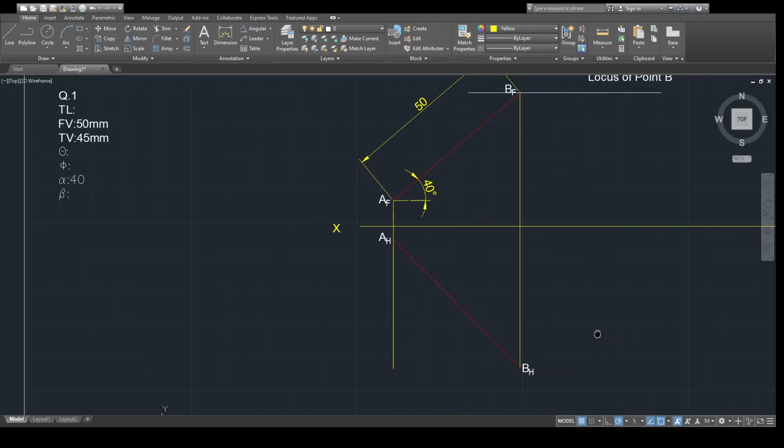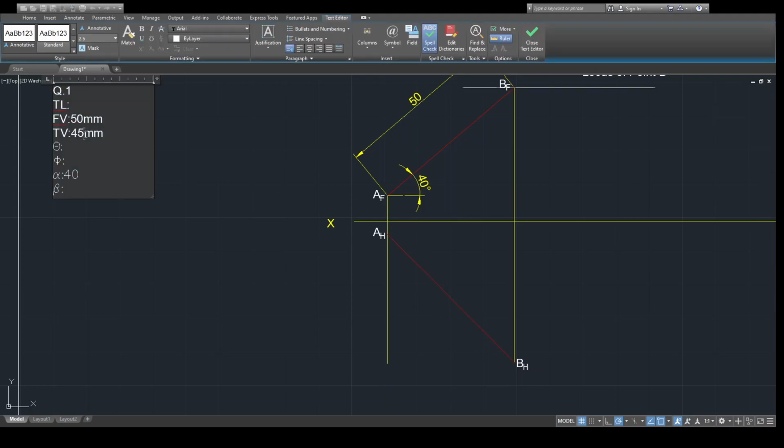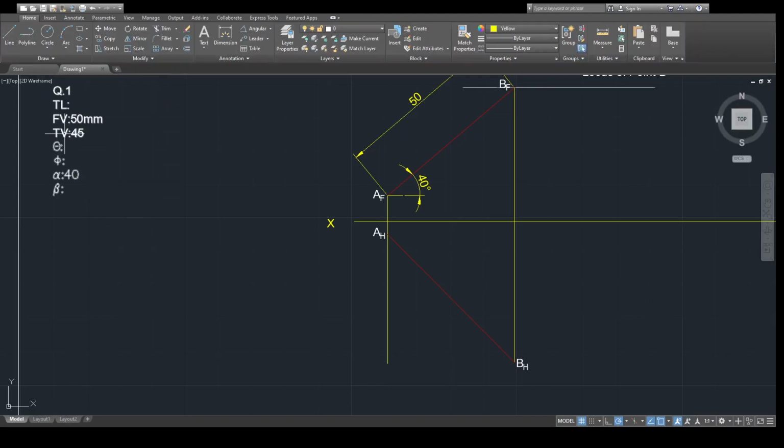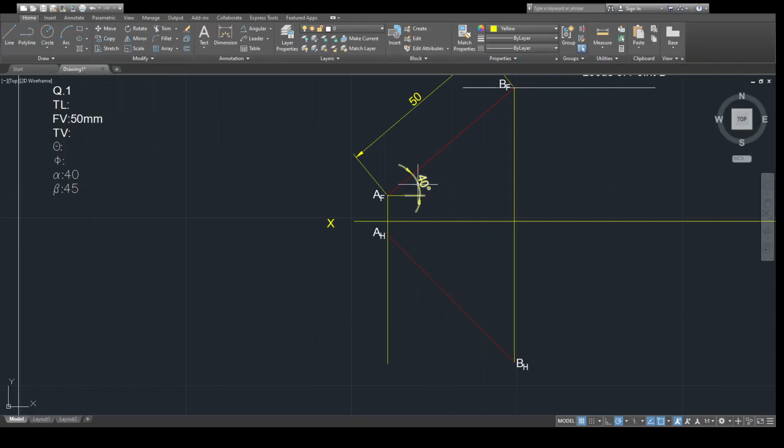Top view angle is 45. Sorry, it is not 45 mm, it is 45 degree. So beta is 45 degree. Alpha is 40 degree and beta is 45 degree, because we have drawn it as a 45 degree line. It is the top view.